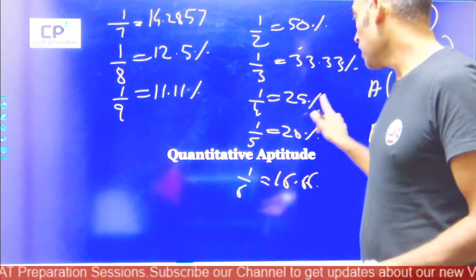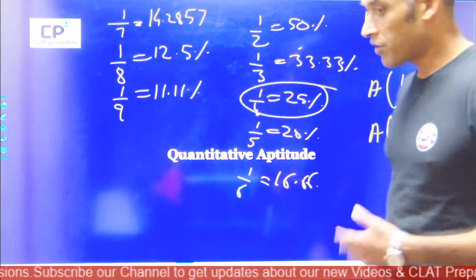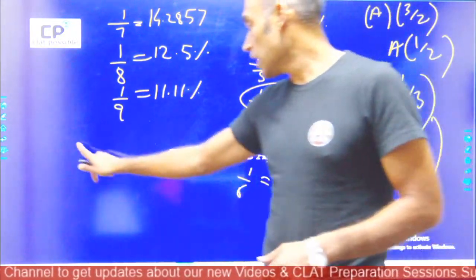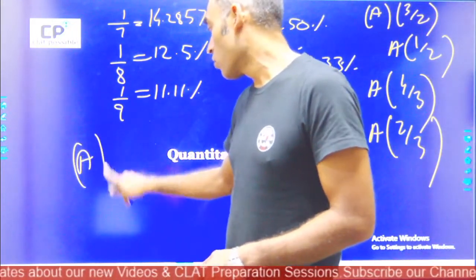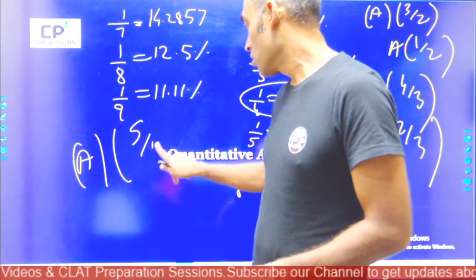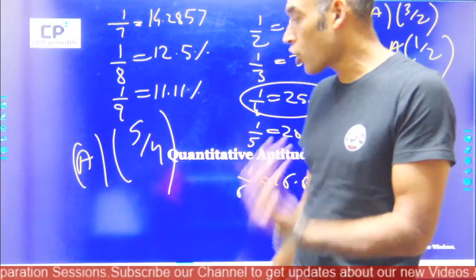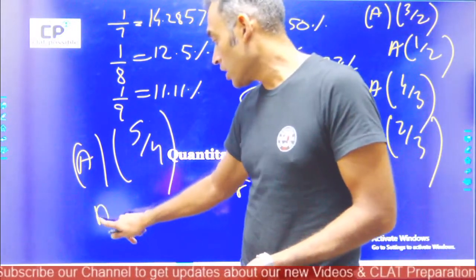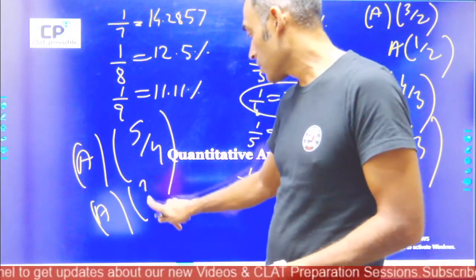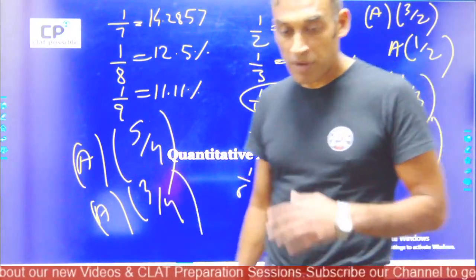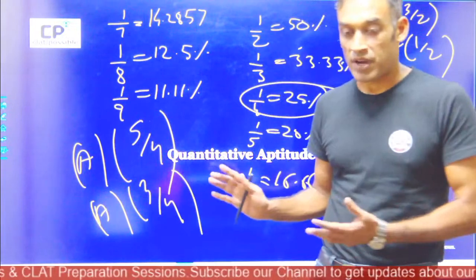Right? Similarly, A increases by 25%. So A into 5 by 4. A drops by 25%. So A into 3 by 4. And so on and so forth. So become comfortable with using multiplying factors.